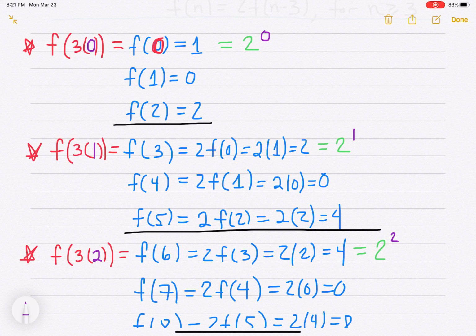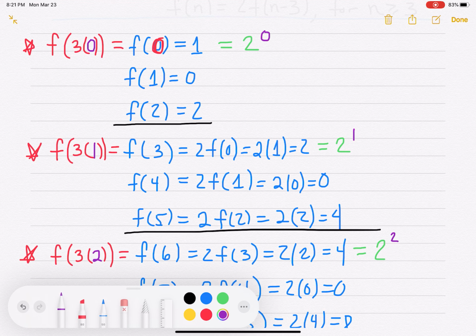So I think I'm developing a game plan. It looks like all the multiples of 3 there have an output of 2 to the k, right? 3 times 0 goes to 2 to the 0. 3 times 1 goes to 2 to the 1. 3 times 2 gets sent to 2 to the 2. So let's see if we can come up with a function for those multiples of 3.